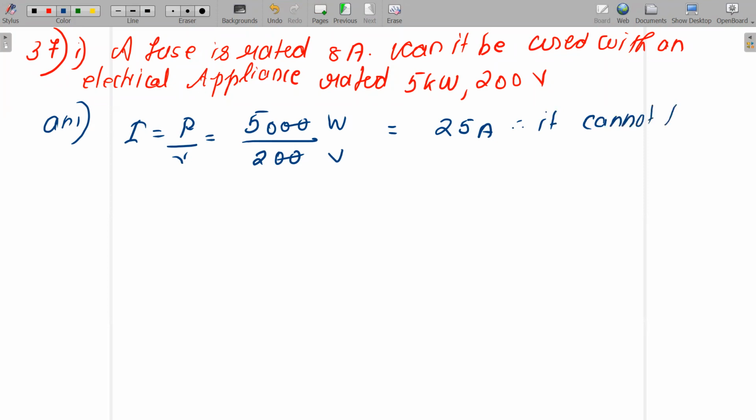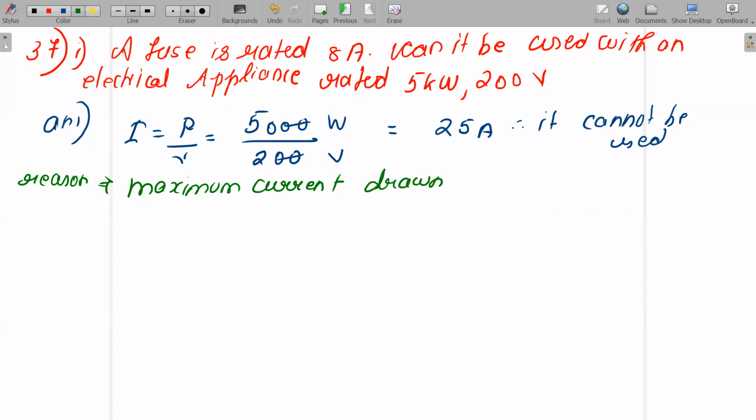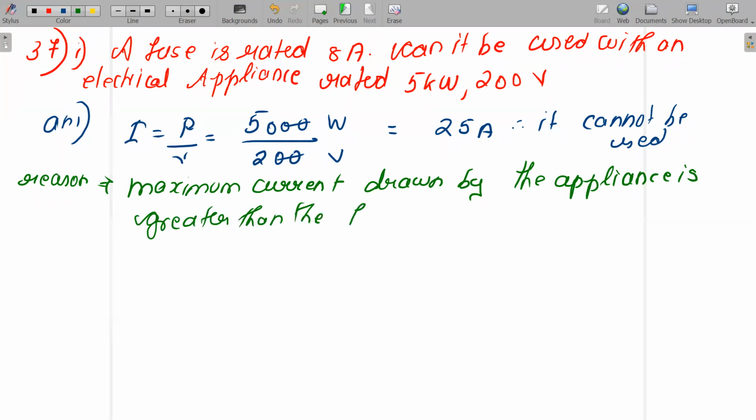Why? It cannot be used. What is the reason? The reason is that the maximum current drawn by the appliance is greater than the fuse rating. Understood? Any doubts?